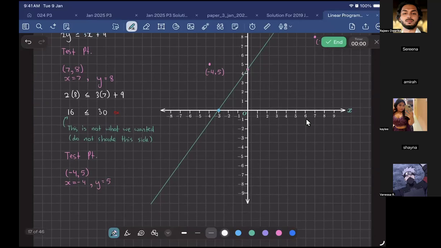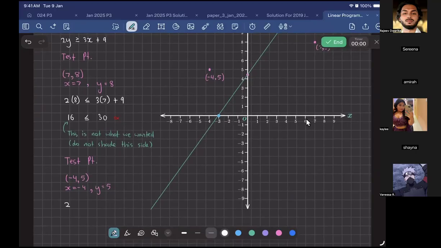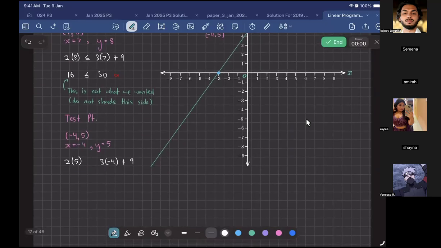Right. So we're going to plug it into this, but we're going to leave out the inequality sign for now, momentarily. You tell me what to write. 2 brackets 5. Leave out the sign, and then 3 brackets -4 plus 9. What is 2 by 5? 10. Right? 2 by 5 is 10. What is 3 by -4 plus 9?